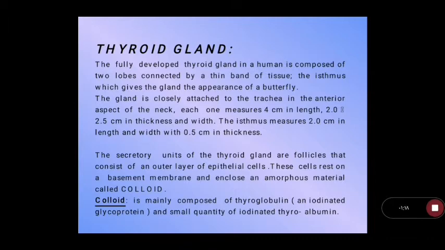The secretory unit of the thyroid gland are follicles that consist of the outer layer of the epithelial cell.